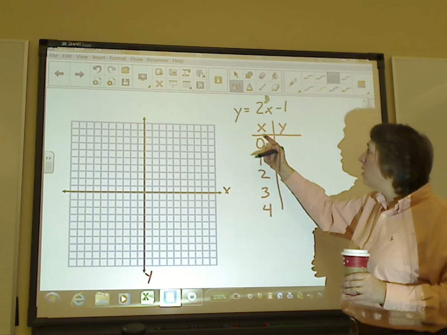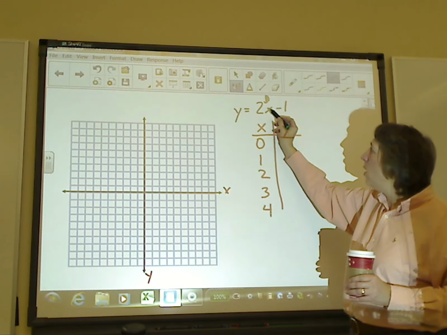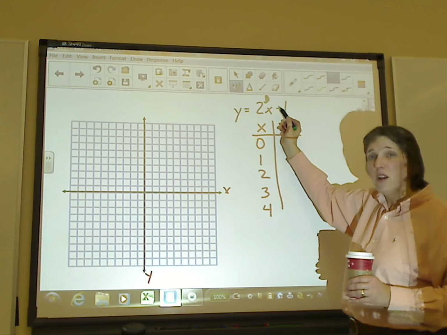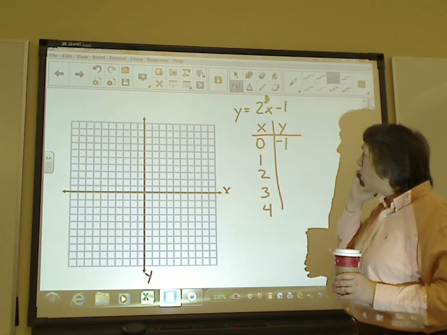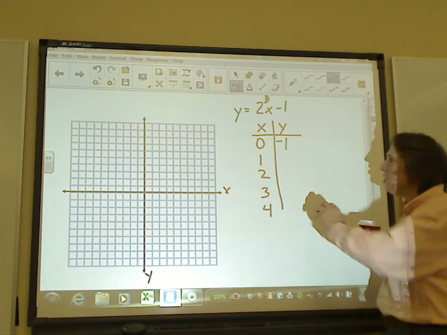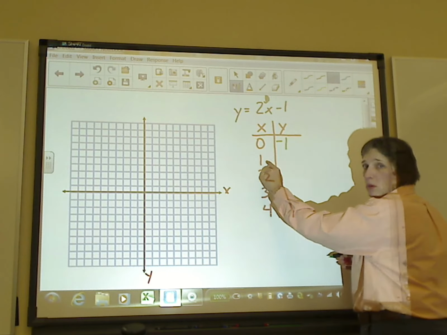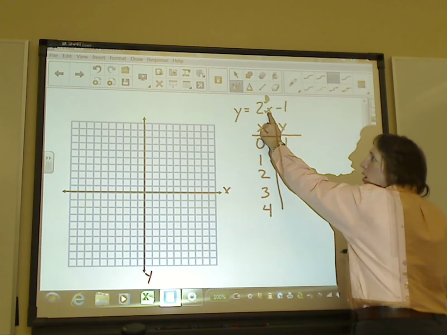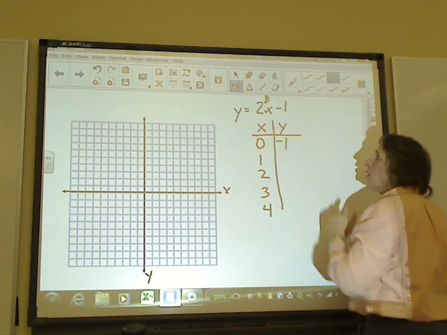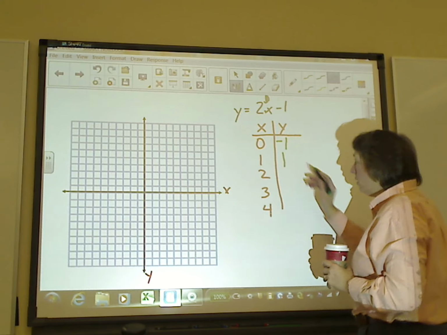So when x is 0, y equals negative 1, because this all simplifies to negative 1, and it tells you that y equals whatever that is. So this would be negative 1. All you do is go each time, okay, when x is 1, what is y? Well, 2 times 1 is 2, and 2 minus 1 is 1.